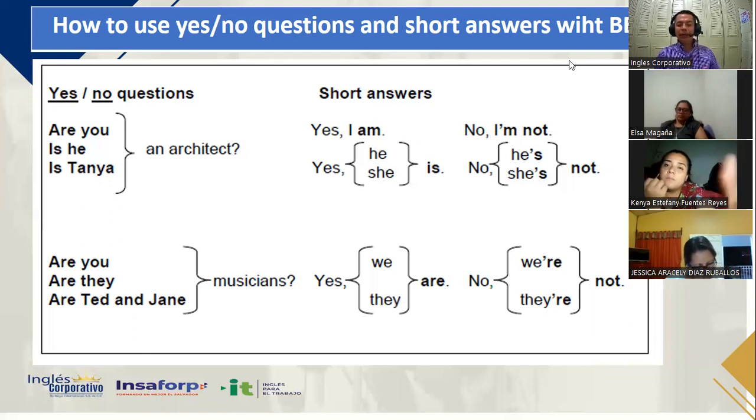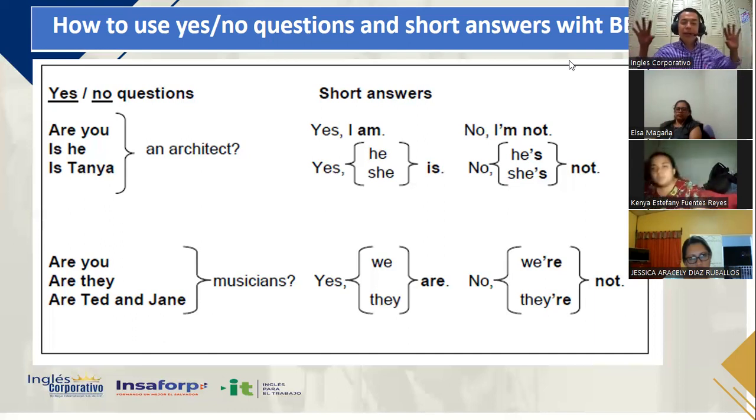Y les voy a dar un consejo. Si quieren entender todito lo que se dice aquí en la clase, lo siento, no van a poder. Porque a veces o les voy a hablar muy rápido o les voy a hablar vocabulario que ustedes nunca han visto. Entonces, les va a costar. Pero, por favor, no se vayan a frustrar. Es decir, no es necesario que entiendan todo. Lo único que es necesario es que entiendan la estructura y que ustedes puedan responder con algunos ejemplos, ¿sí? Eso es lo más importante. De ahí en el camino vamos a ir aprendiendo el vocabulario.